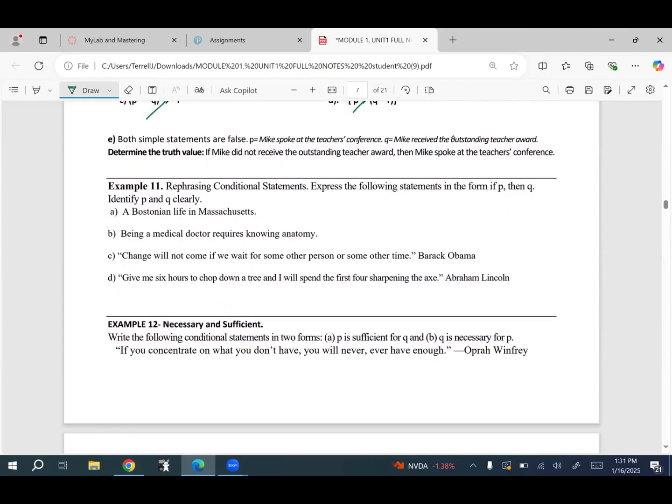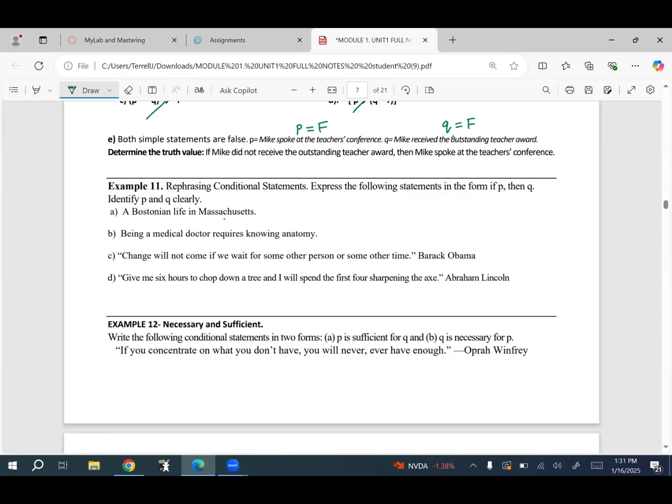And let's look at E. It says both simple statements are false. I've already labeled the statements. I've called this first one P, which is Mike spoke at the teachers' conference. We're saying it's false. So on the top here, I'm just going to say P is false. And the next statement, I'm calling it Q. Mike received the Outstanding Teacher Award. That's also false. So I'm going to say the proposition Q is false. So P is false and Q is false.